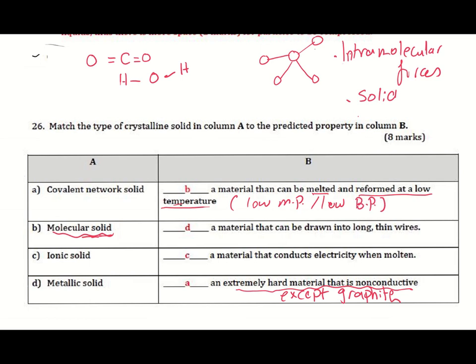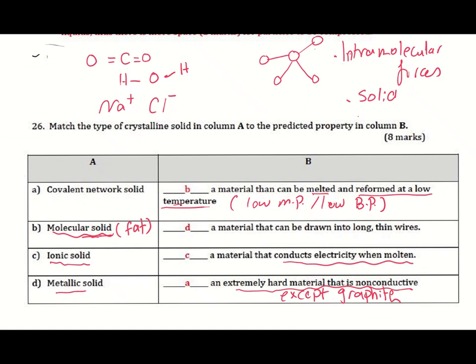We can give an example of a molecular solid like fat or sugar. It can melt easily at very low temperature. Ionic solid means the ionic compounds. Ionic compounds are made of positive ions and negative ions that are tightly attracted to each other with strong electrostatic forces. So what is the best description here? Conduct electricity when molten.